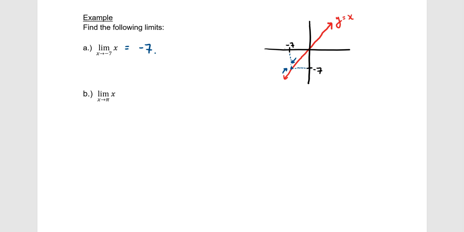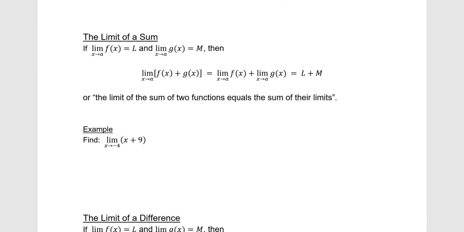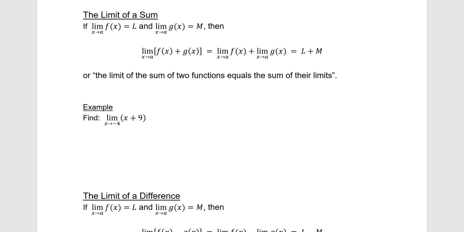Okay, and then the next one for b, we have the limit of x as x approaches pi. That's just going to be pi. Okay, pi is just a number, so we just leave it as pi. So hopefully those ones were pretty easy, and hopefully they make sense graphically. If you can think about doing it by hand and then think about what's going on with the graph, that's going to help you out a lot.